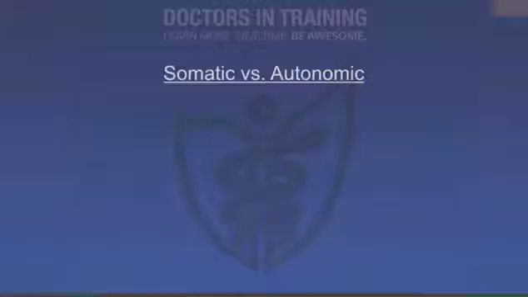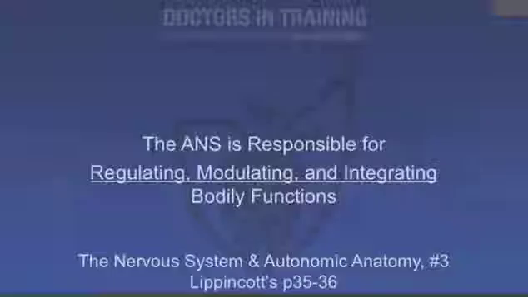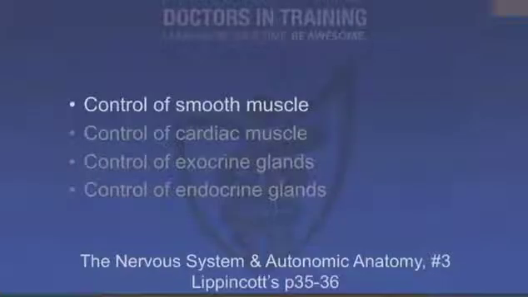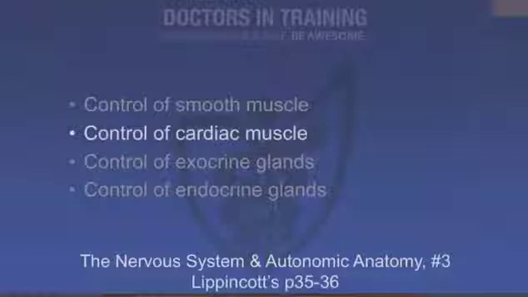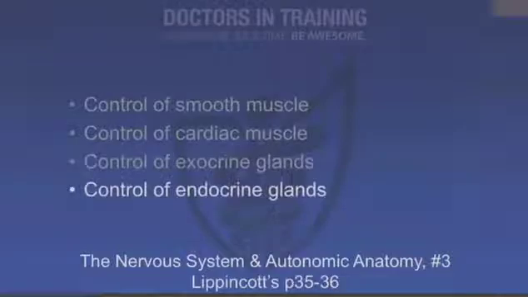So the efferent division of the nervous system is divided into the somatic system and the autonomic system. The somatic system is primarily talking about control of voluntary muscle, skeletal muscle. The autonomic nervous system, on the other hand, is regulating and modulating a lot of different bodily functions and integrating bodily functions. And this is done without any conscious or voluntary control. We're talking about control of smooth muscle in blood vessels, in the gastrointestinal tract, in the biliary tract. We're talking about control of cardiac muscle, control of exocrine glands like the sweat glands and the salivary glands, and control of the endocrine glands such as the adrenal gland.